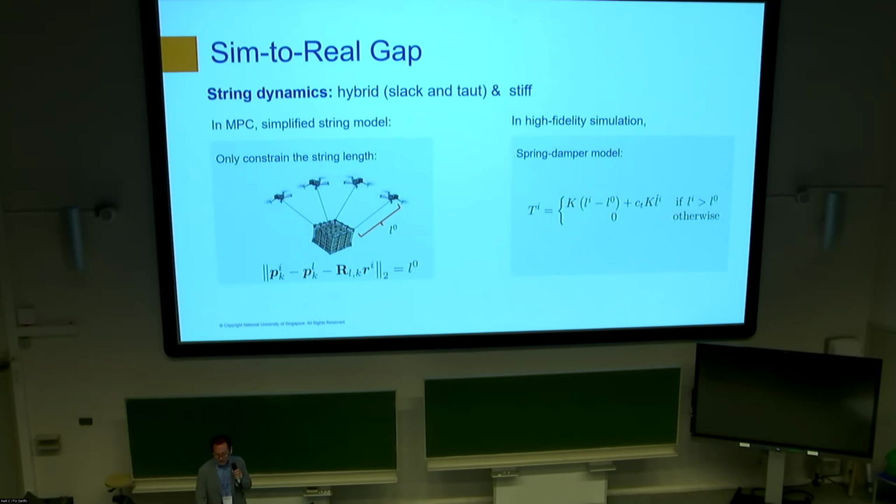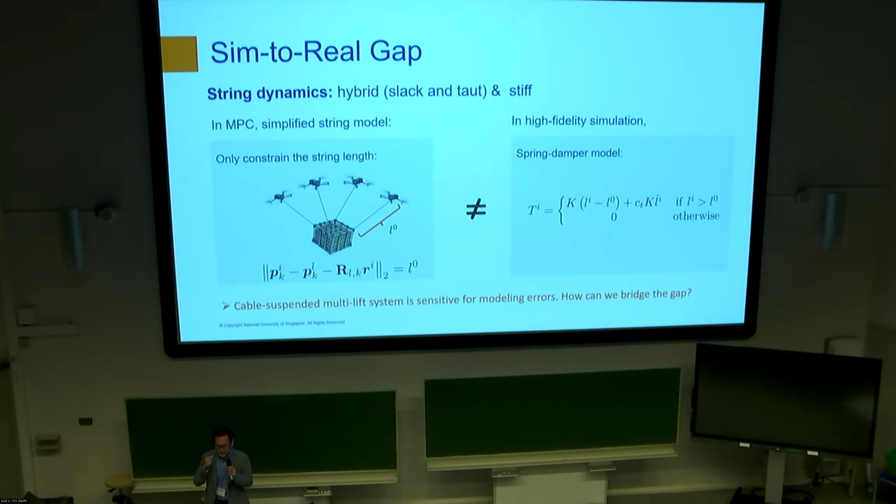However, in high fidelity simulation, people typically use a spring damper model. When the string is taut, you have the spring damper model. Otherwise, the tension of the string is 0. So the spring damper model is used in our simulator. We haven't done any hardware experiment yet, but even from the MPC model to the high fidelity simulation model, we could find some issues with the training.